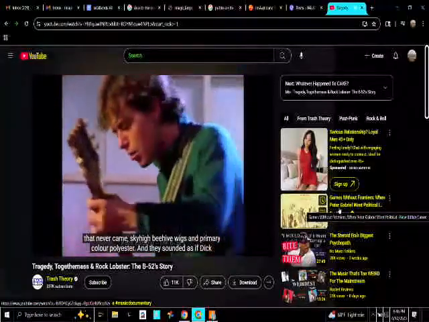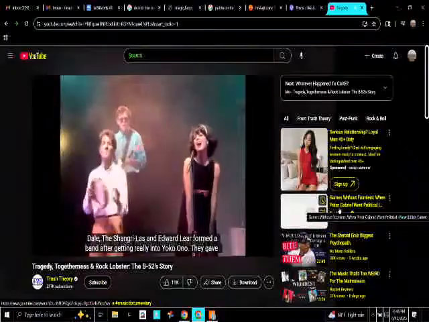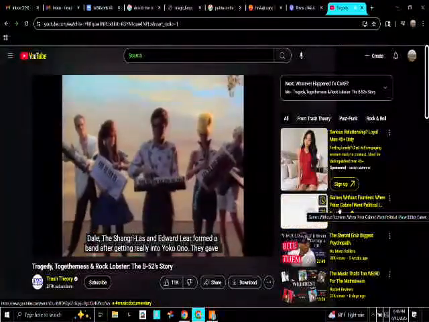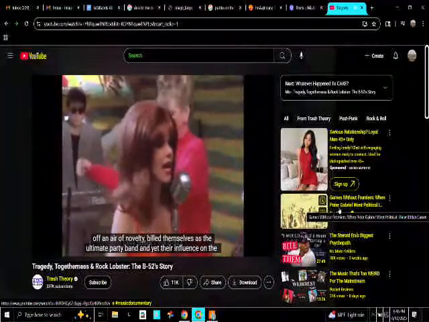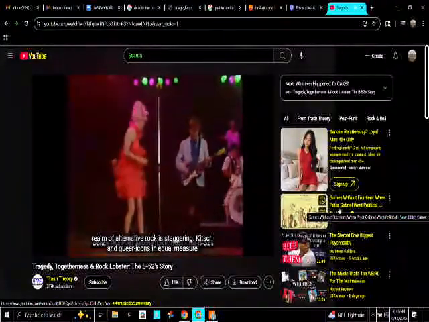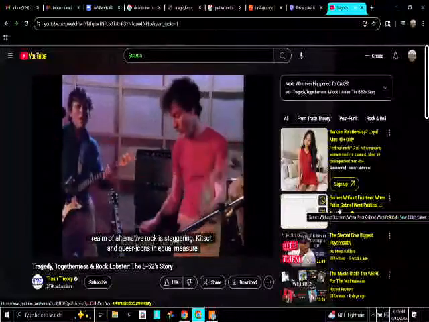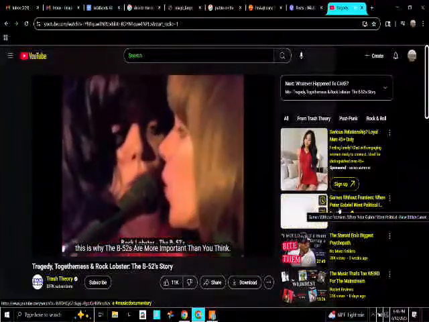And they sounded as if Dick Dale, the Shangri-Las, and Edward Lear formed a band after getting really into Yoko Ono. They gave off an air of novelty, billed themselves as the ultimate party band, and yet their influence on the realm of alternative rock is staggering. Kitsch and queer icons in equal measure. This is why the B-52s are more important than you think.